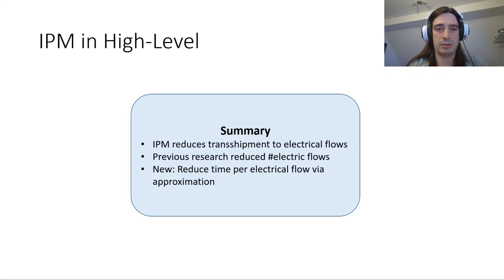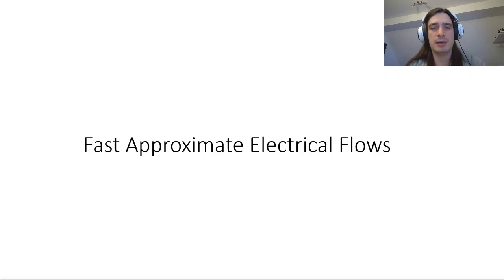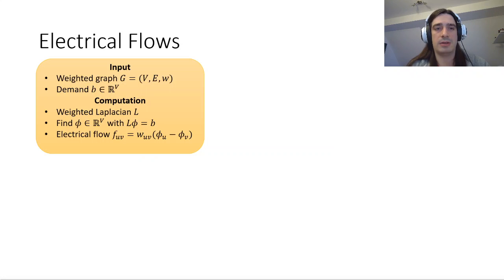Okay, so then the next part is, how can we compute these approximate electrical flows efficiently? How can we do this really quickly? So let's first look at electric flows. How do you usually compute them? Let's say we have a weighted graph G and some demand vector B. Typically, if you want to compute the electric flow, what you do is you take the weighted Laplacian and solve this Laplacian system here. So this phi here is the unknown that we want to solve for, and this phi is also called a vertex potential.